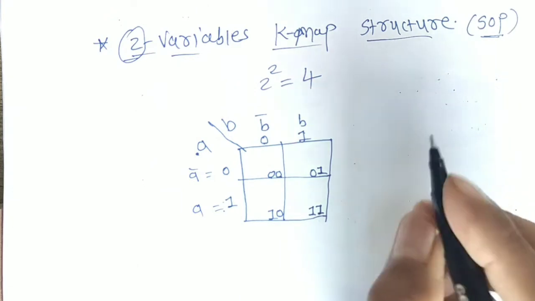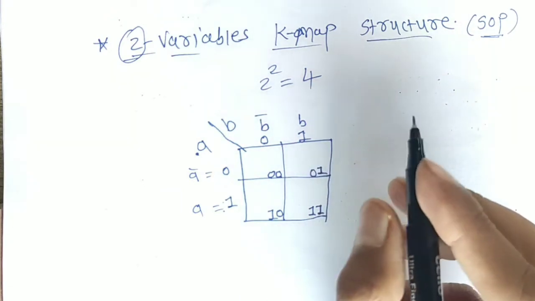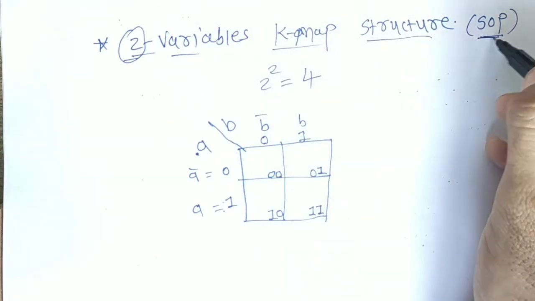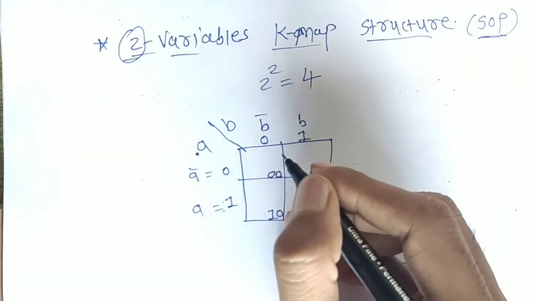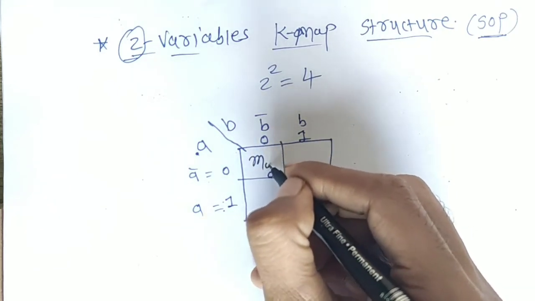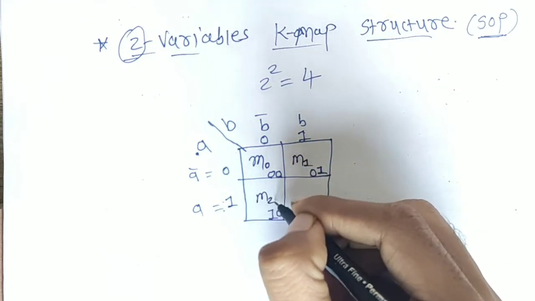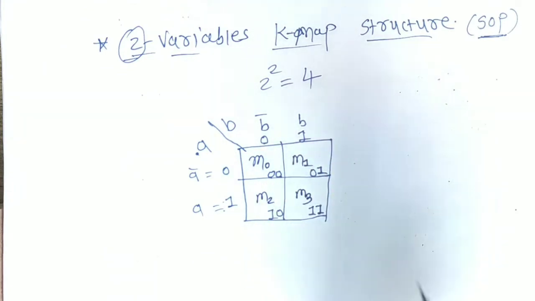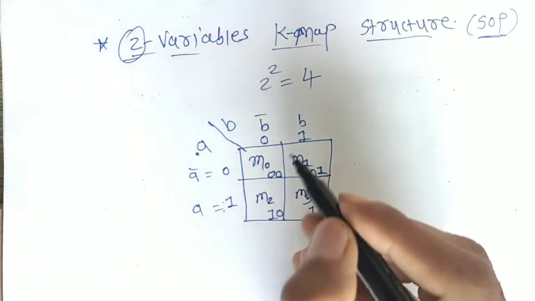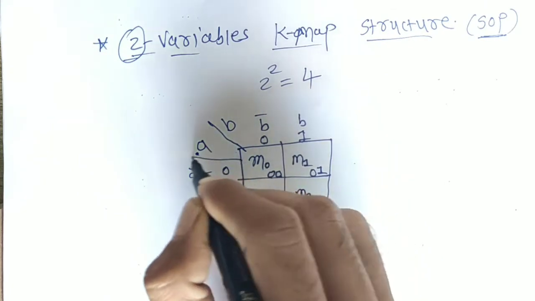Otherwise, how do we represent another way of address? In this lecture, we discuss that the SOP form can be represented as a sigma small m. So this cell is M0, this is M1, this is M2, and this is M3, right? So in case of the SOP, we can represent the address of each and every cell.